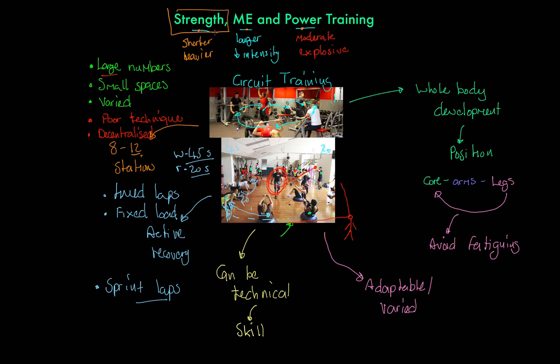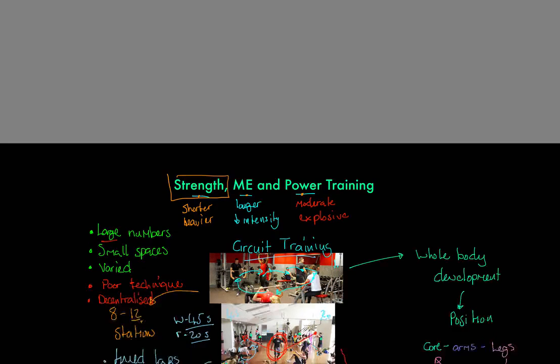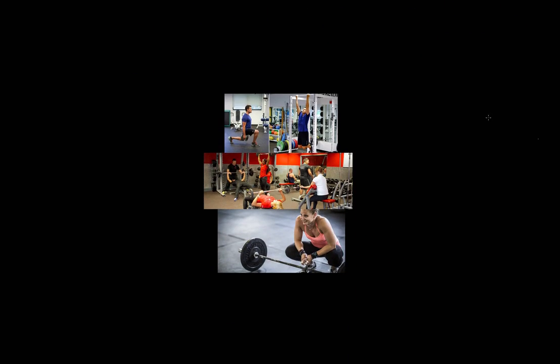And we're going to continue with our strength, muscular endurance, and power training. We looked at circuits in our last session. And what we're going to do now is start to have a look at the idea of free weights. Free weights are an example of weight training or resistance training. Make sure you're familiar with those terms as we go forward.